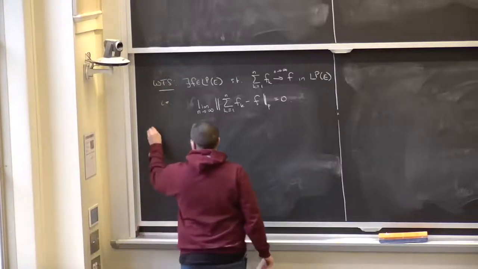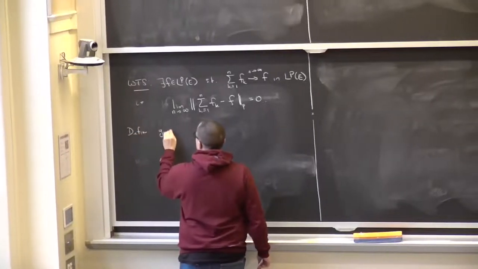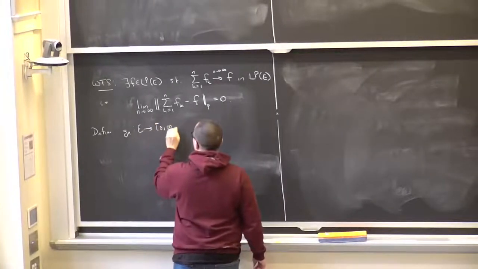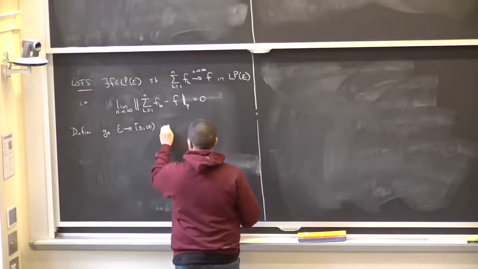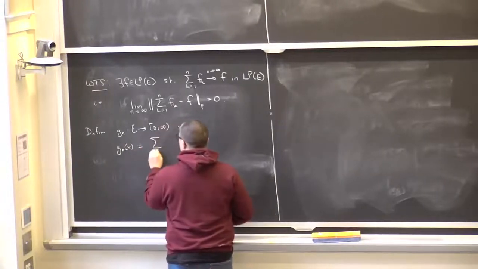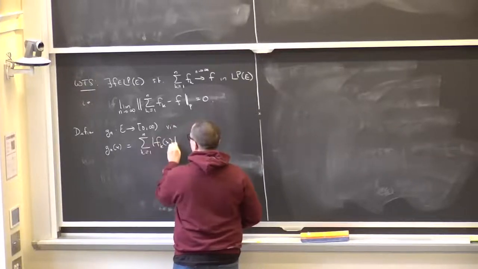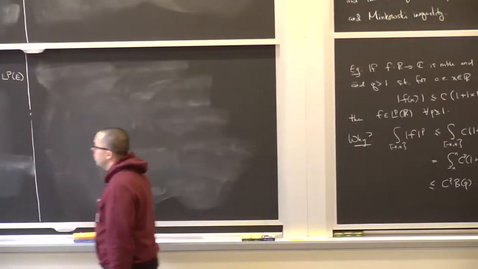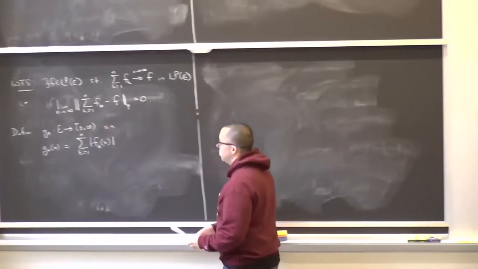Okay, so define G_n from E to the non-negative numbers, or it's a non-negative function, by G_n(x) equals the sum from k equals 1 to n of the absolute value of f_k(x). Okay? This is, again, a measurable function because it's the sum of measurable functions.